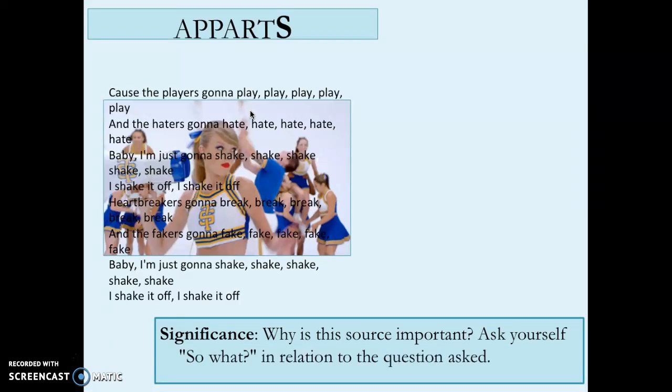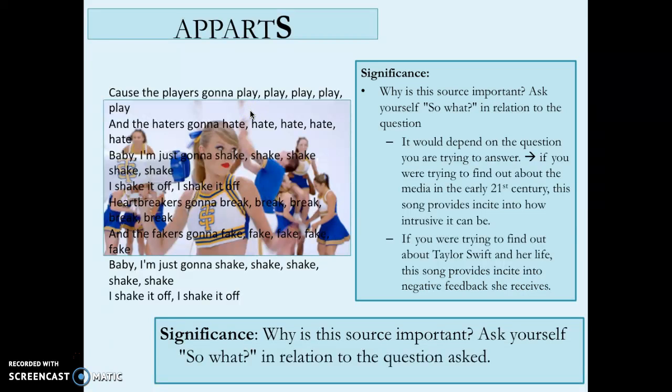And finally, the significance. Why is the source important? Ask yourself, "So what?" in relation to the question being asked, so you understand how this plays a bigger role in your understanding of an event that may have taken place in history, or the content in the context of the source.